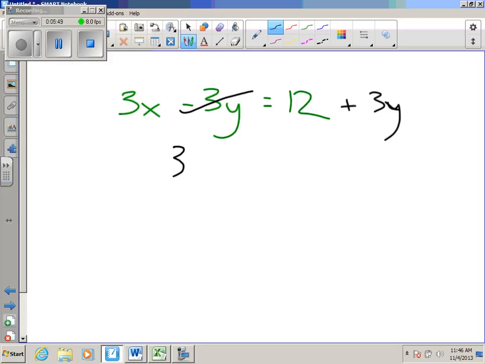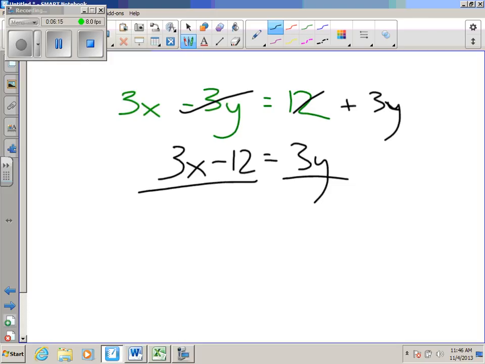Okay, so now what can I do with the 12? If it's a positive 12, subtract it. Bring it back over this way. And there's my 3y. Are we done? What has to be done now, Kate, to get y by itself? Okay, 3 divided by 3? 1, all right? So x minus what? What's 12 divided by 3? So x minus 4 is equal to y.